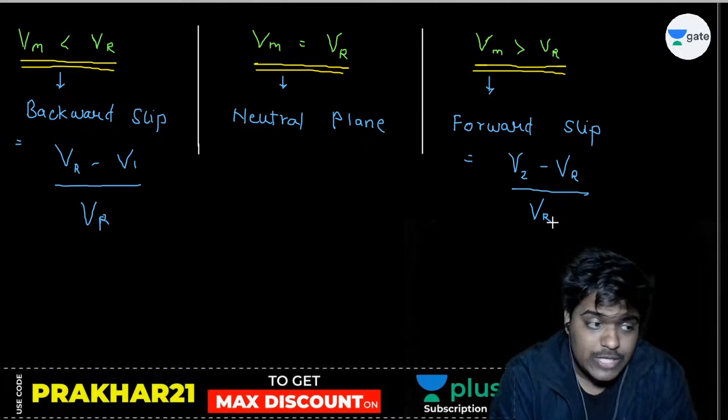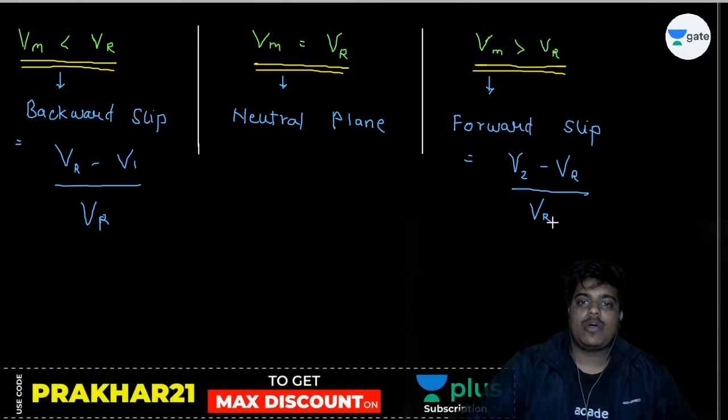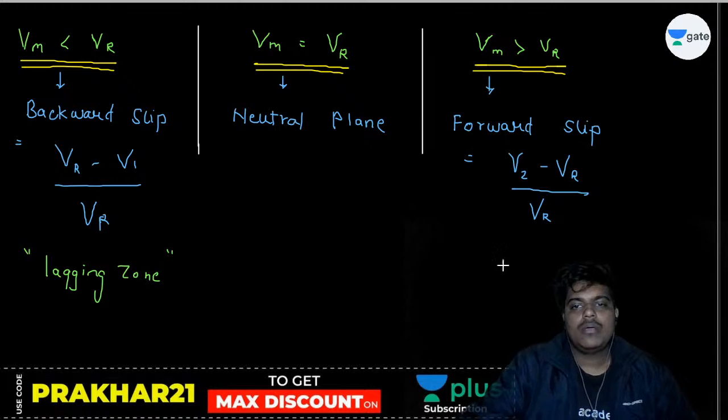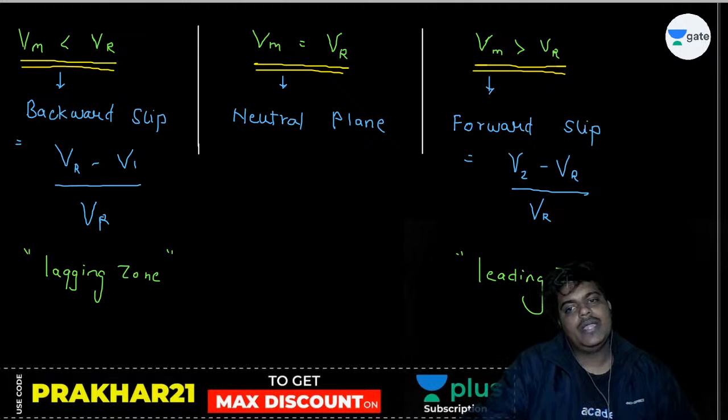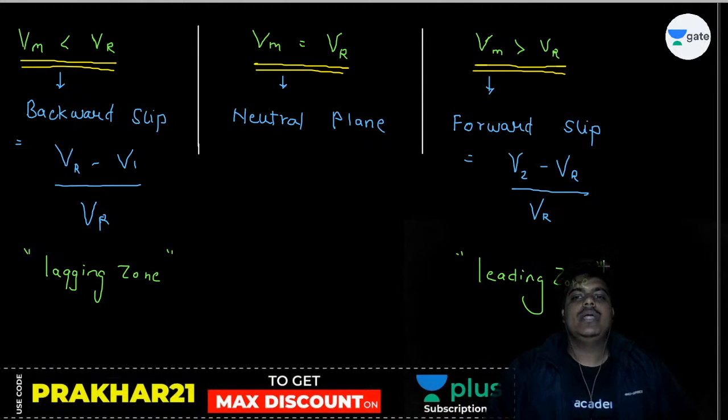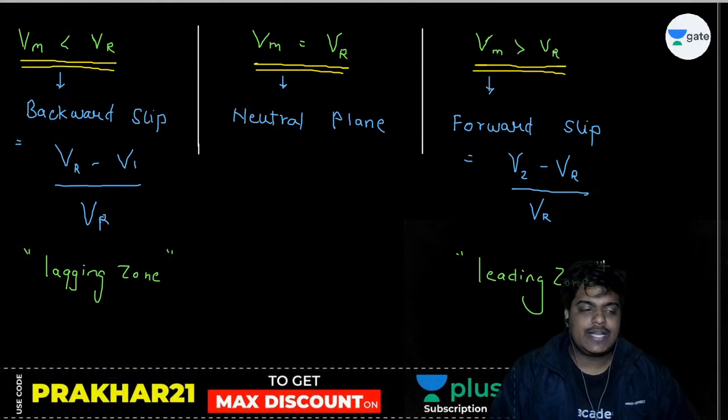Is it clear? It is asked what backward slip and forward slip are, and they also have other smaller names, each has its own name. What are these names? Look, this is known as lagging zone. This is known as leading zone. Lagging zone and leading zone. Is it clear? This is very very important.